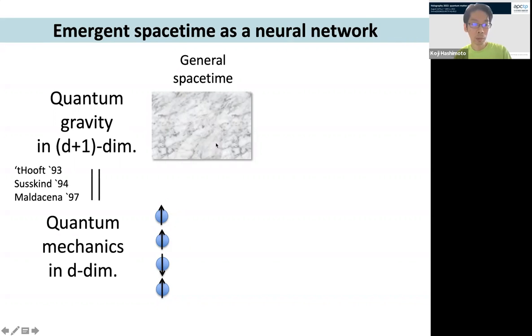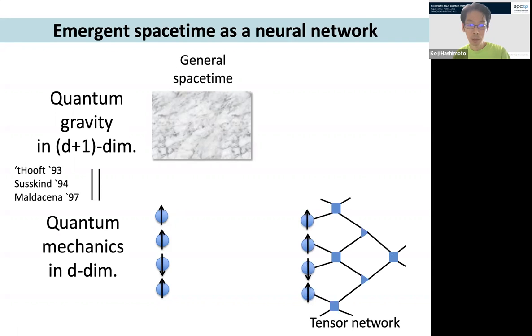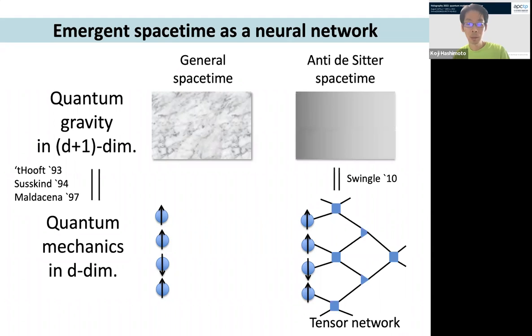This equality, found by 't Hooft, Susskind and Maldacena, has been developed to many situations, including condensed matter physics and neural networks. So for example, if you want to solve quantum mechanics at a conformal fixed point, then there is a very nice use of tensor networks. A tensor network is the most efficient way to reproduce the critical phenomena in quantum mechanics. And in fact, Swingle in 2010 interpreted this tensor network as a kind of discretized AdS spacetime. So if you go deep inside the tensor network, you have a reduced number of tensors that reproduces the conformal scaling of AdS spacetime.